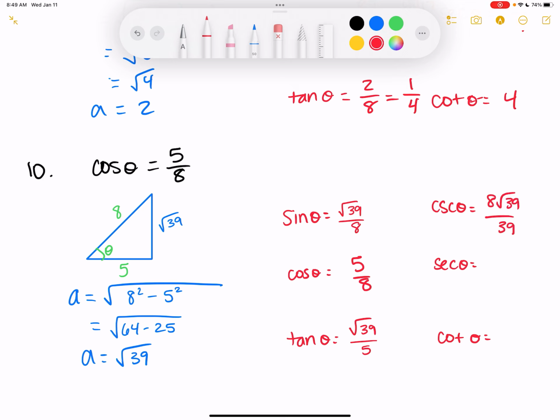And that's absolutely fine the way that you said that, to just go straight there instead of having to show out the steps. Secant, 8 over 5. And cotangent, 5 square root of 39 over 39. Yep.